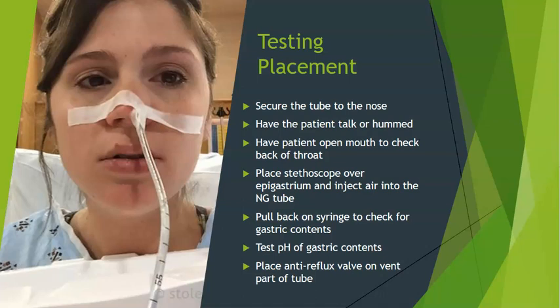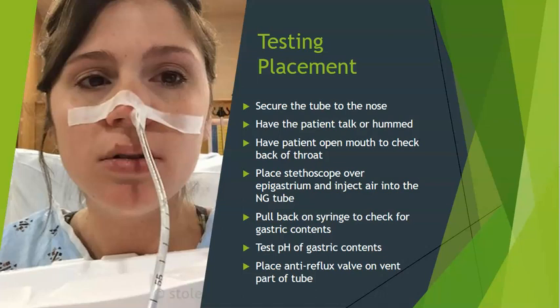You're going to place the stethoscope over the epigastrium, and you're going to take your catheter tip syringe, put it on the end of the NG tube with it full of air, and inject air into the tube and listen for gurgling over the epigastrium. Once you hear that, you're going to pull back on the syringe and see if there's stomach contents coming up. If you get gastric contents, you're going to test it for your pH.